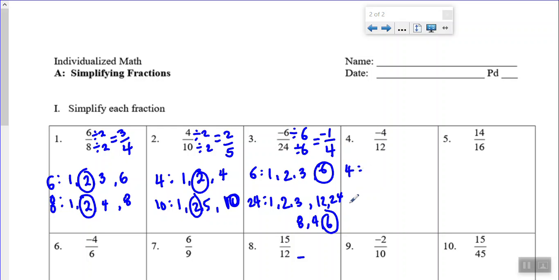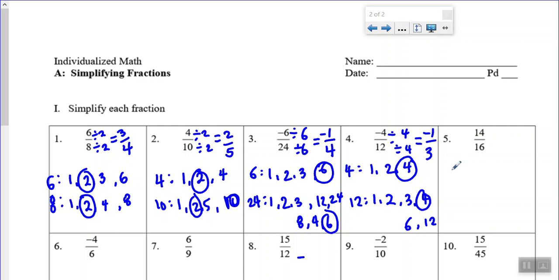4 and 12, find factors. For 4, you have 1, 2, 4. For 12, you have 1 and 12, 2 times 6 and 3 times 4. The GCF is 4. So divide by 4, divide by 4. 4 divided by 4 is 1. You have a negative. It's negative 1 over 12 divided by 4 is 3.